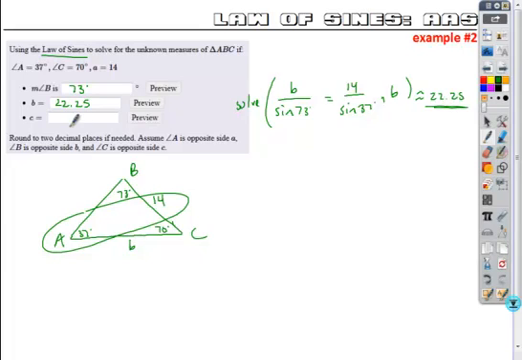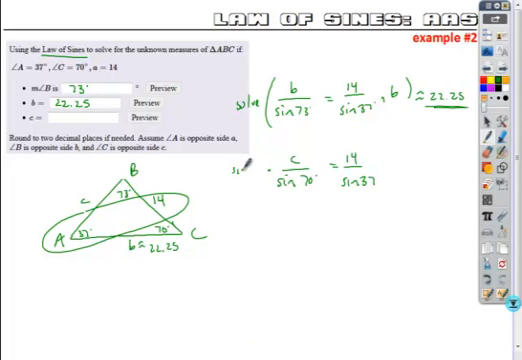Once I have that, I can find my side C now. So I'm going to label this. Side C, we set up the same way. We take our unknown side C over the sine of the angle opposite it, 70 degrees. Set that equal to our known ratio, which is not going to change. It's still 14 over the sine of 37. Okay, and then we're going to solve this.